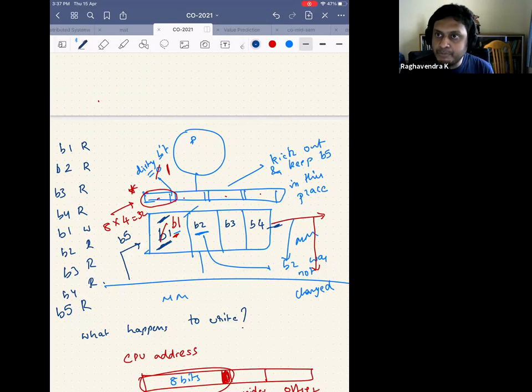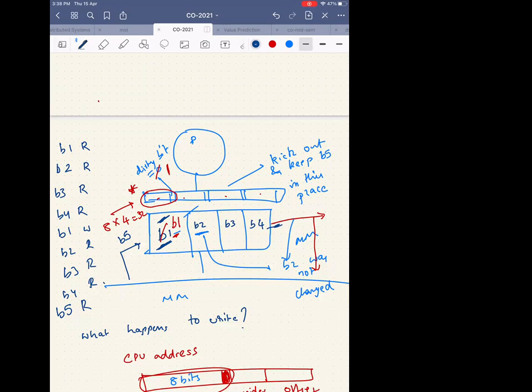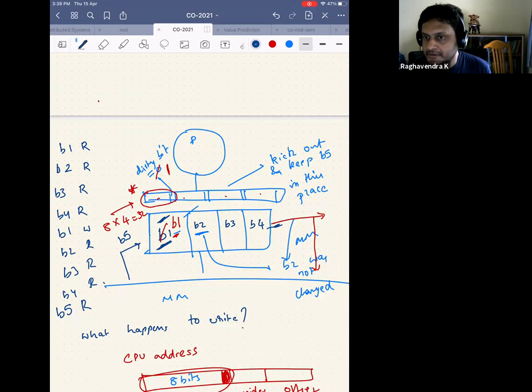You are setting that bit to 1. And when the block is kicked out, you are writing the entire 64 bytes to the main memory. Do you agree? Yes, sir. But can you do some optimization for this?